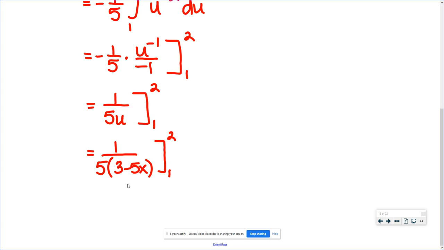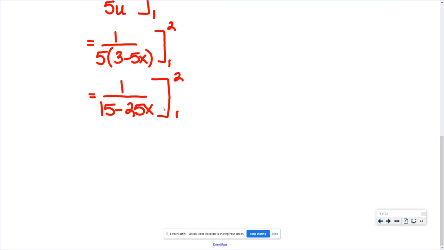So we are going to have 1 over 5 times 3 minus 5x. I think probably for me personally, it's going to be easier to distribute the 5 before I plug anything in. It's not required. That's just a personal preference. All right, so now that I have everything back into terms of x, I'm going to now plug in my numbers. Remember, you plug in 2 first. And then you plug in 1 and you subtract those values.